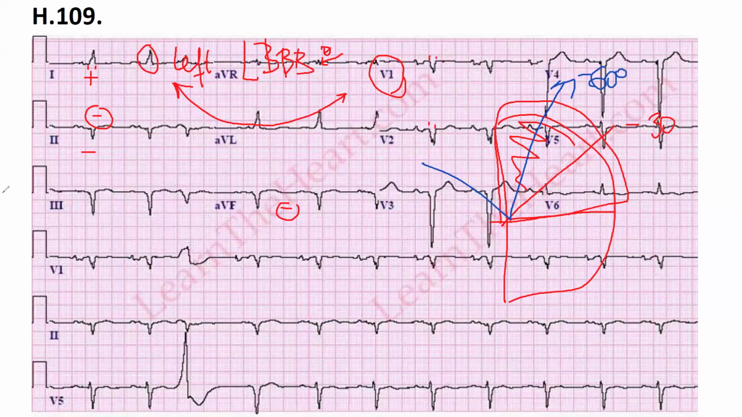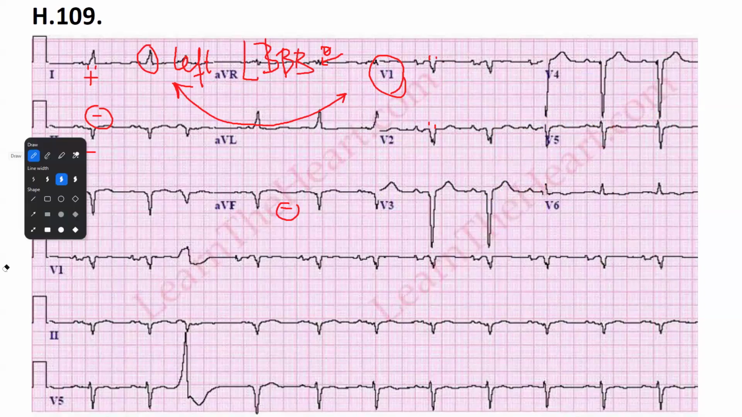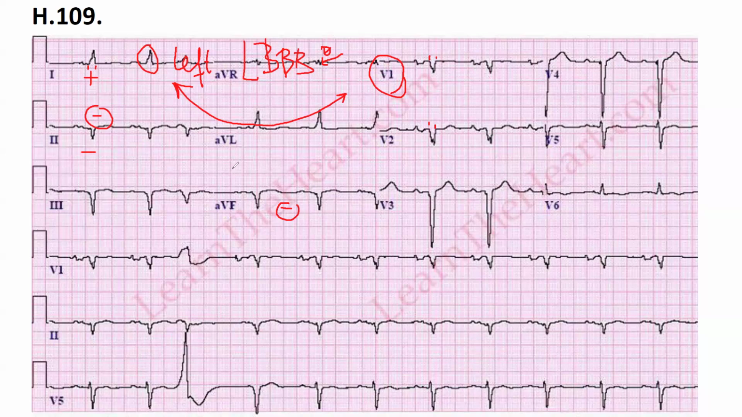But what caused this left axis deviation? We just went over this. Yeah, we discussed it. What was it? The short-term memory is usually wrong in elderly people. I know.